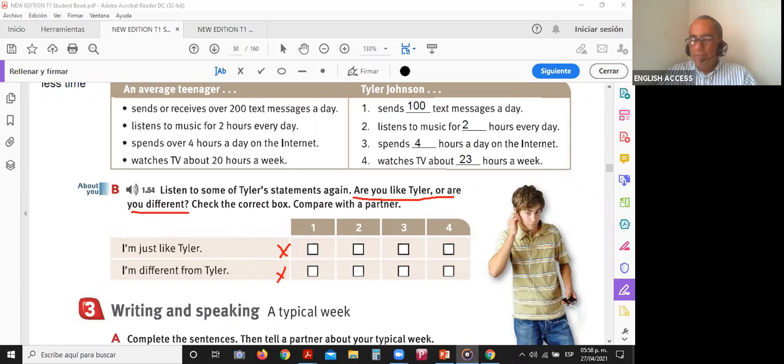here goes. Number one. "So I send and receive about 100 text messages a day. That's not bad." Okay, do you send or receive 100 text messages a day? If you receive or send 100 text messages a day, you are like Tyler. In my case, yes, I send and receive about 100. What about you, Carolina? The same or different?